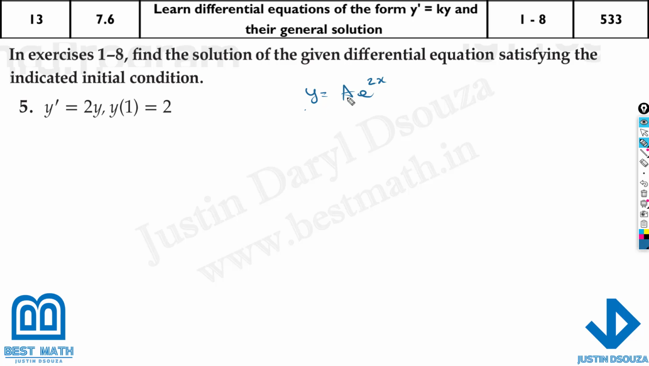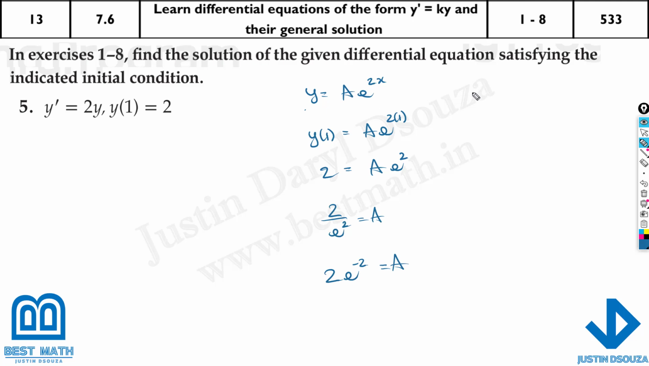2x. But we have the initial condition not at 0, at 1. So it changes. So now substitute this. When the initial condition is not 0, you need to remember this must be y of 1, that will be equal to a e to the power 2 times 1 here. So what is y of 1? That's given as 2, which is equal to a e to the power 2. Let's take e to the power 2 to the other side. It's going to be 2 by e to the power 2, that is a, or you can write it as 2 e to the power minus 2. This is the a value.